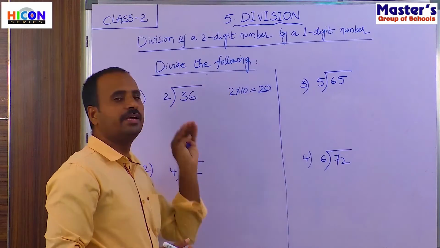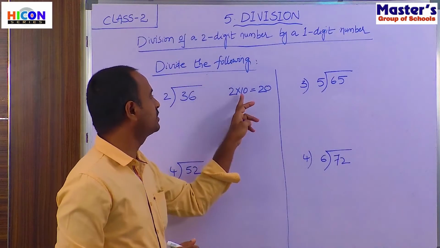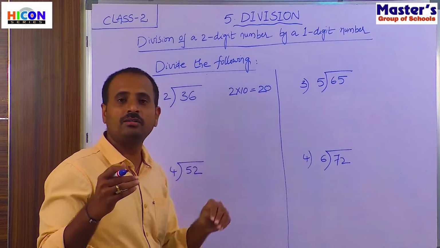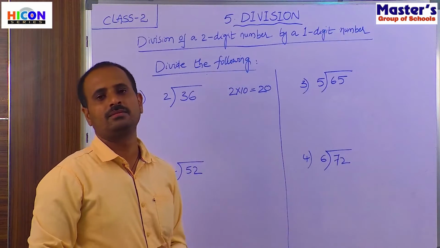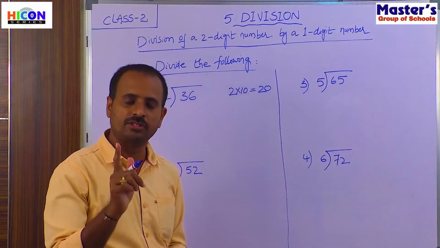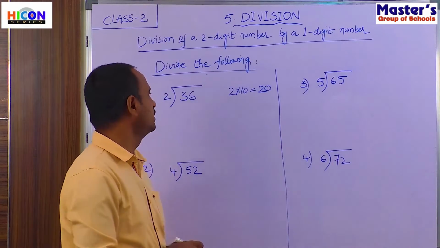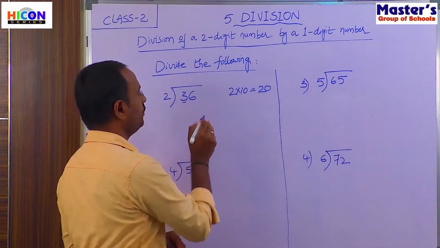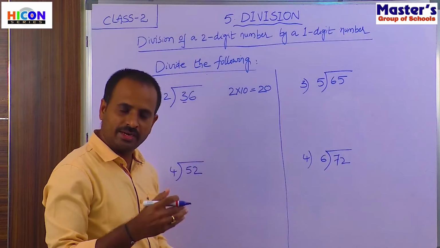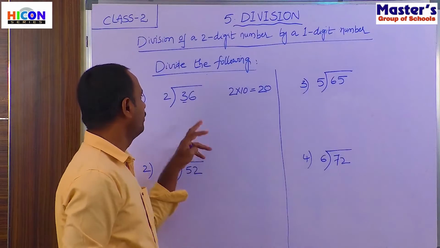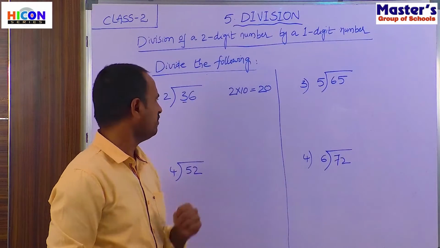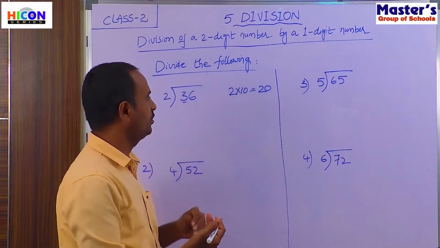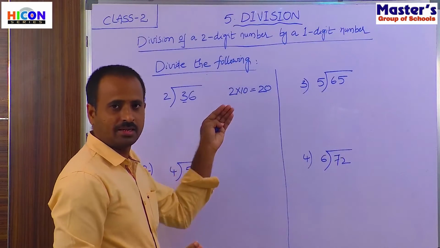So if the given dividend is greater than 10 times the divisor, then start the division by taking each digit separately. So let us take the first digit in the dividend. What is the first digit in the dividend? So 3 is the first digit. So now let us find when the number 3 comes in the second table. So let us recall the second table.